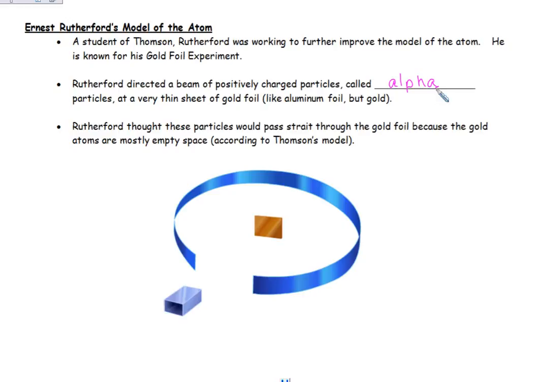And he's going to shoot this beam of positive alpha particles at a very thin sheet of gold foil. So here's my source. Let's say this is my source of alpha particles. Alpha particles can come from things that are radioactive. It's a very common byproduct of things that are very radioactive. Okay, so we got this beam of alpha particles, and we're shooting them at this thin sheet of gold foil.